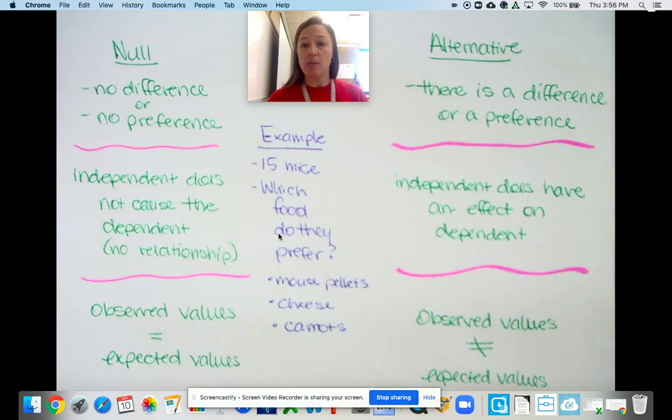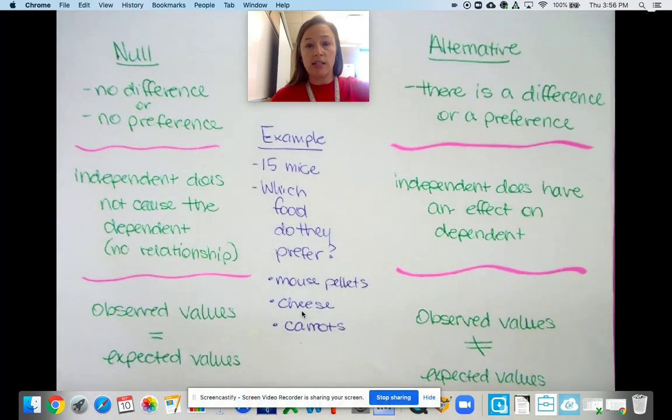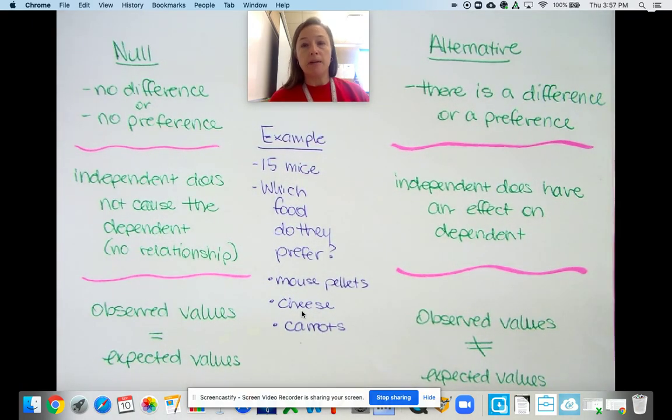We have 15 mice and we want to know what food they prefer: mouse pellets that we bought at the store, cheese, or carrots. My null hypothesis would be that the mice have no preference for food, or that there would be no difference in the number of mice at each food source, because that means that the food choice does not impact what they eat. So you're going to see about 5 mice eating the mouse pellets, 5 eating the cheese, and 5 eating the carrots. So your observed values when you actually do the experiment would come out to match your expected 5, 5, and 5.